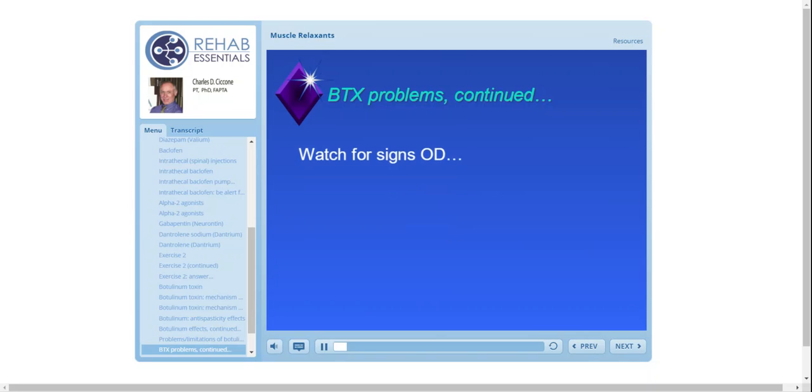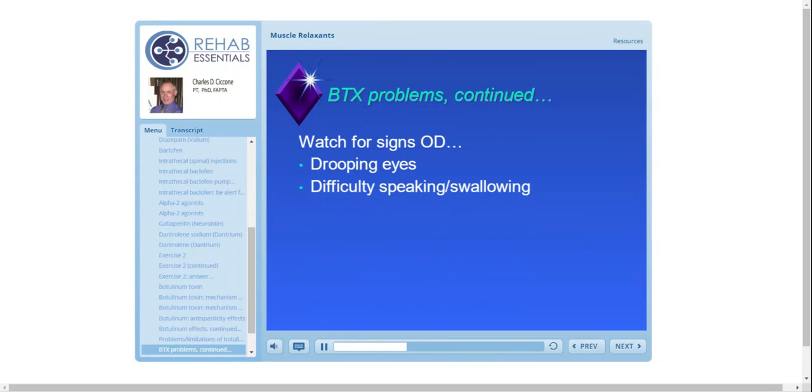Likewise, there are other problems. If any of this toxin does find its way into the systemic circulation, maybe it's injected very close to a capillary system, we may see signs of overdose. Watch for your patients to have drooping eyes. They can't quite get their eyes open. Or difficulty speaking and swallowing. The vocal muscles are affected, obviously, and the swallowing muscles. Or much more generalized muscle weakness.